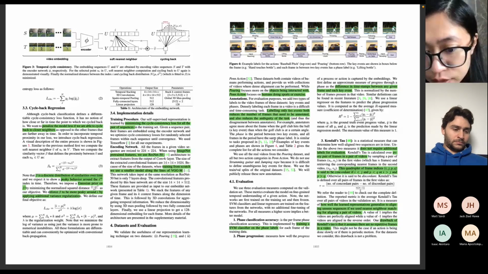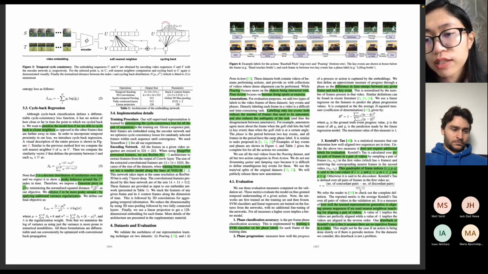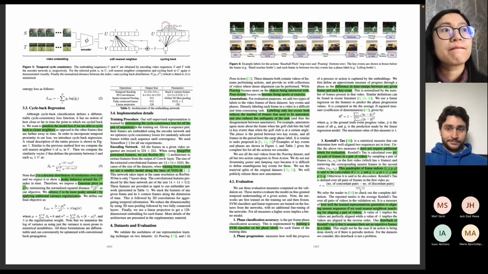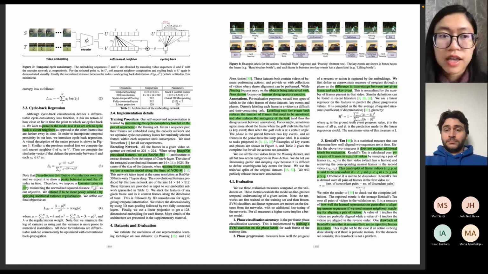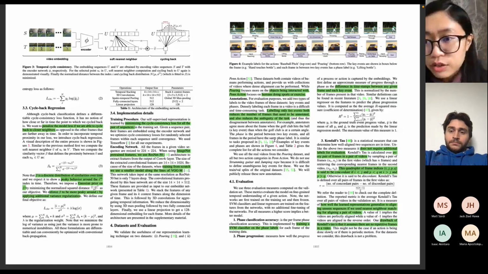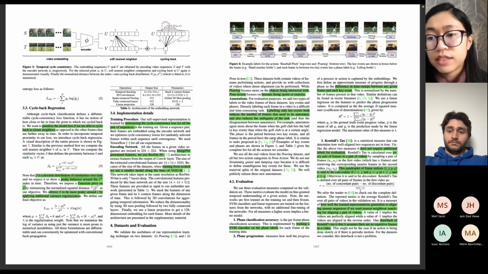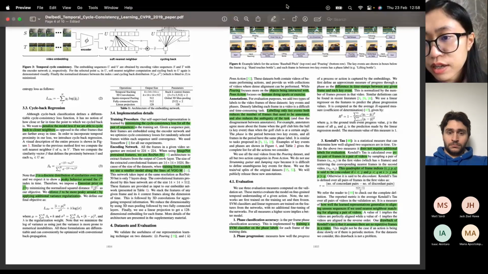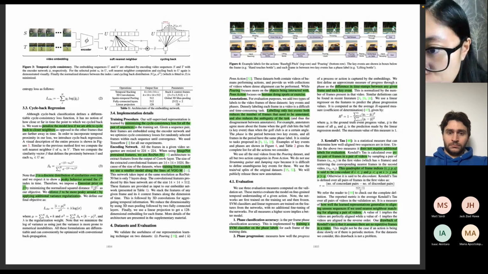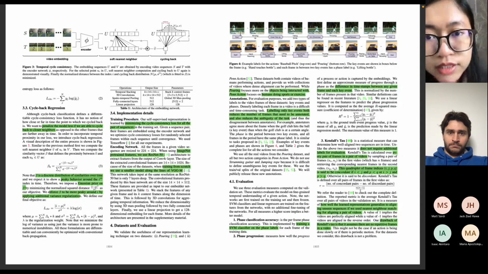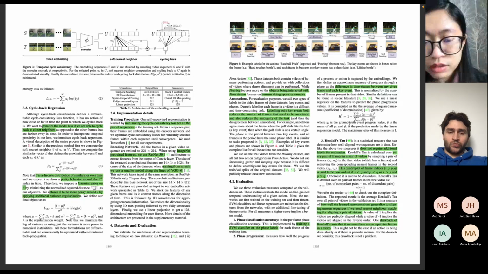The second measurement is the phase progression. Here we want to see how good the progress of each phase or each action in the video is. What we want to see is the difference in timestamps between any given frame. So I guess we want to see how big the difference is from when someone just grabs the ball until they finish throwing the ball.